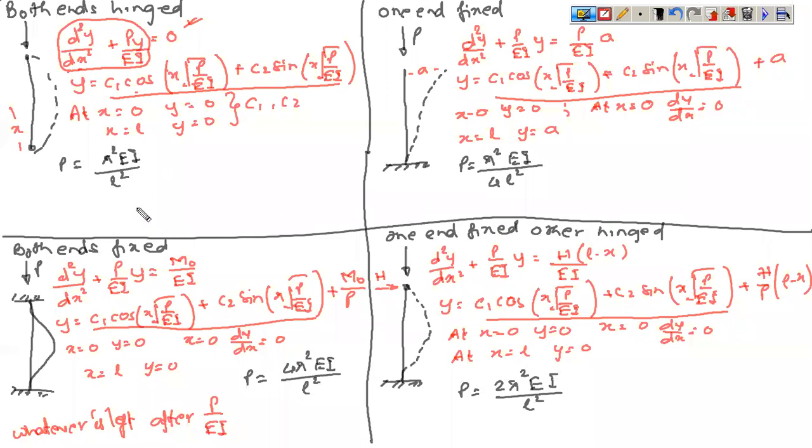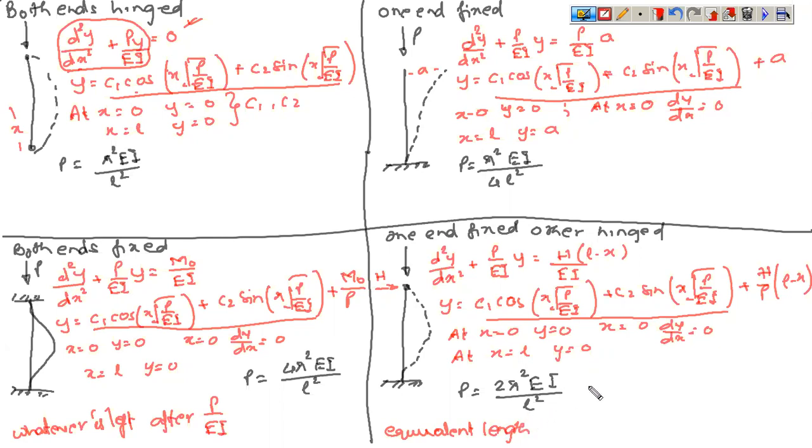Now, if you again look at the solution, pi square EI by L square is everywhere. Everywhere you will find this term pi square EI by L square. So what changes is the other parameters. So here comes the concept of equivalent length. So this is what is called as equivalent length.